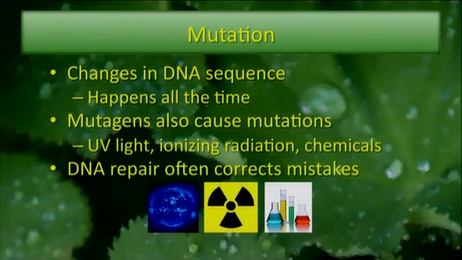Now, DNA repair oftentimes corrects mistakes. And if it's uncorrected, the mutation occurs. Now, most mutations are silent mutations with no visible consequences. And most DNA in the cell is non-coding. So even changed coding sequences may produce proteins that can still function.